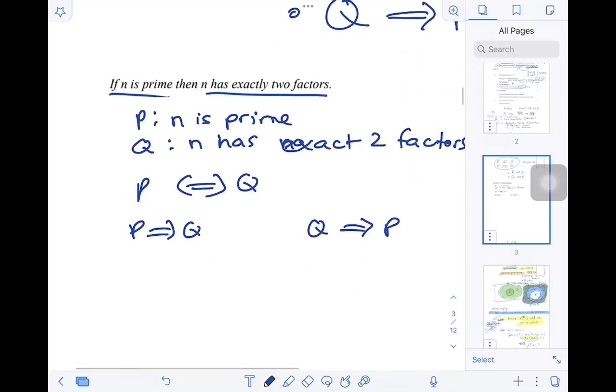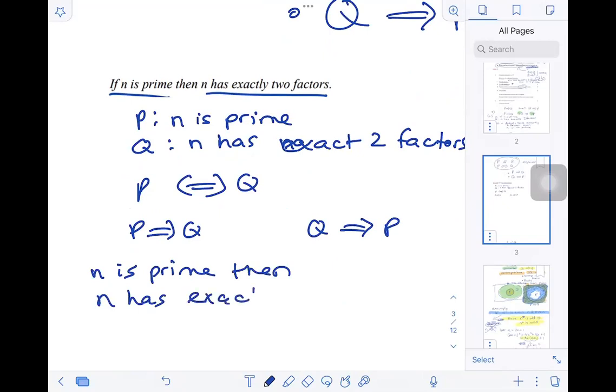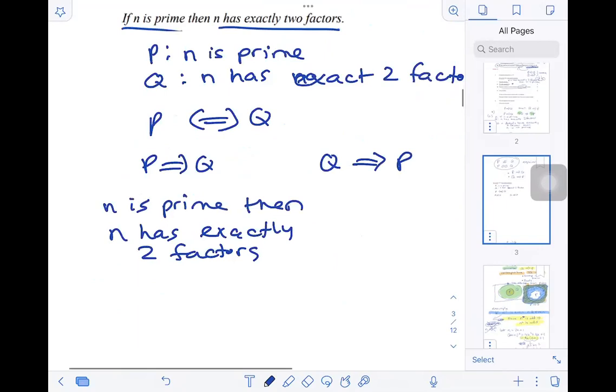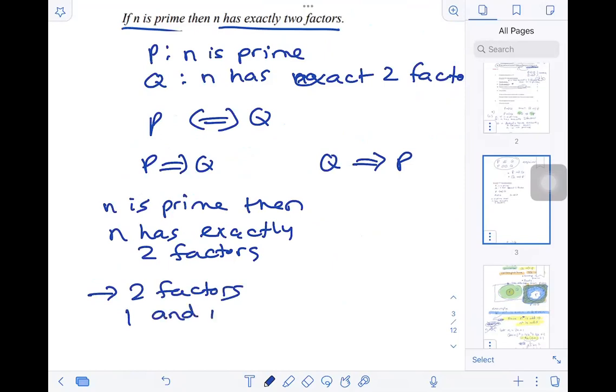So it works both ways. So n is prime, then n has exactly 2 factors. Is that true? Yep, because if n is a prime number, it has 2 factors, 1 and itself, for it to be prime. So this part here is true.